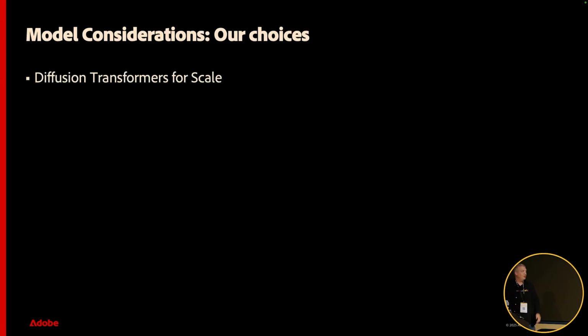OK. So what did we choose? First of all, like everyone else in the world, we chose diffusion transformers since they're a simple architecture with full attention. Feed a lot of data into it over a lot of GPUs, and the model will be able to soak it up.